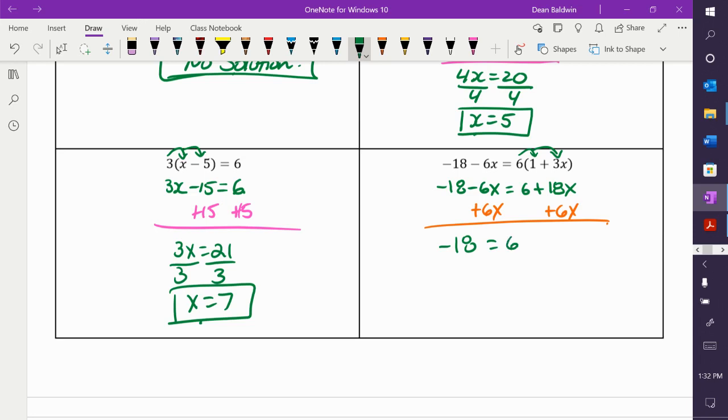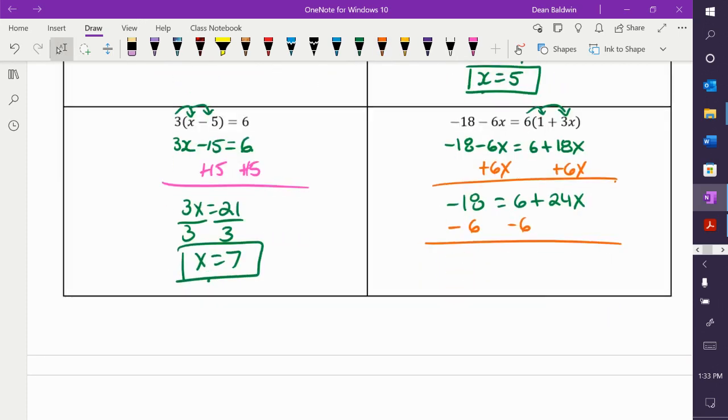What's 18 plus 6? 24. So I get 24x. Okay? So I've got the x's on the right side. What do I do now? Can I get rid of that 6 on the other side? How do I do that? Minus 6. What's -18 minus 6? 24 minus.